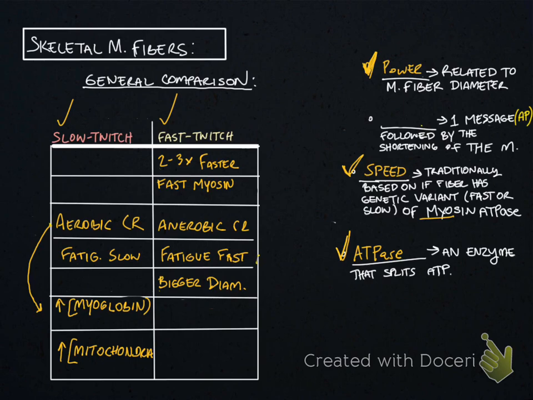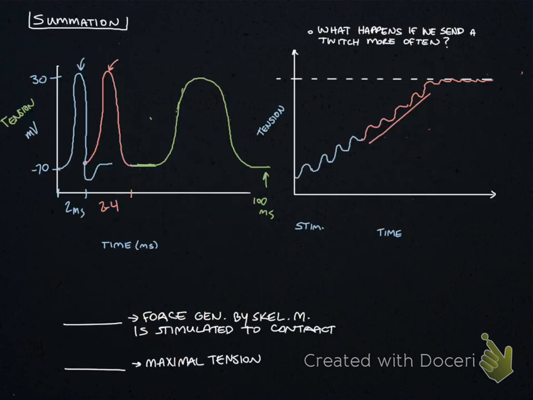The next term that you need to know is twitch. A muscle twitch is one message, an action potential, followed by the shortening of the muscle. So I'm guessing that these graphs look familiar to you. You did these in lab. Hopefully you did these in lab. What I want you to know from this is what summation is, what tension is, what tetanus is.